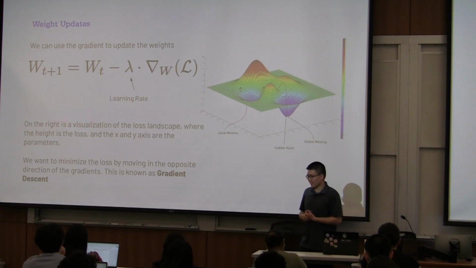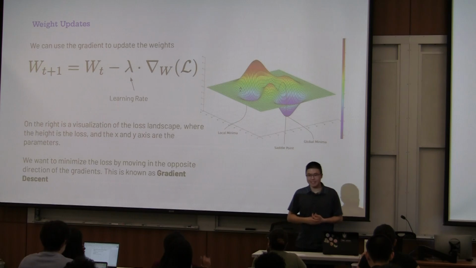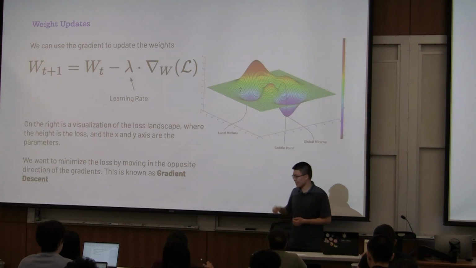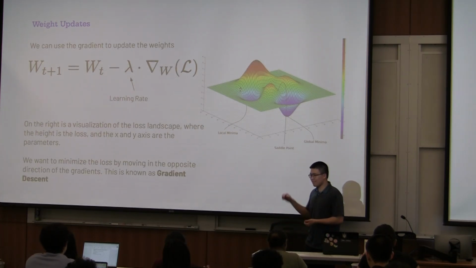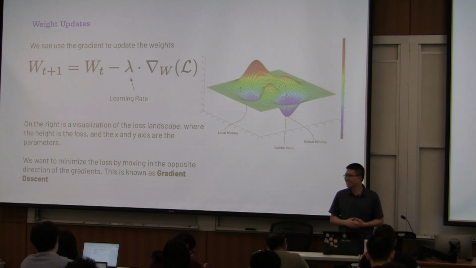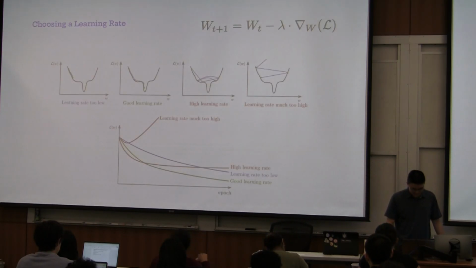And do you know why we want to do minus lambda rather than plus lambda? Does anyone know? Yes. Because we're trying to descend the loss landscape. Yes. So we're trying to find the global minimum. Yes, we want to go down. We don't want to go up. We want to minimize the loss. Exactly. Questions? Okay. Awesome. Let's continue then.